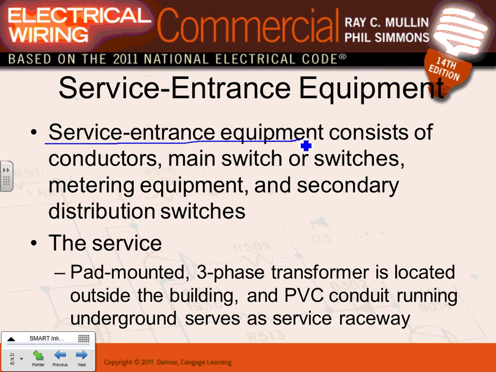equipment. This is what service entrance equipment is. It consists of the following: the conductors, the main switch or switches, the metering equipment, and the secondary distribution switches. These are called service equipment. The code, Jeff, defines the service equipment as where the service disconnect is located, the first panel, if any. If you have an ATS, auto transfer switch, that's your service equipment. You have the disconnect right inside the ATS, okay?